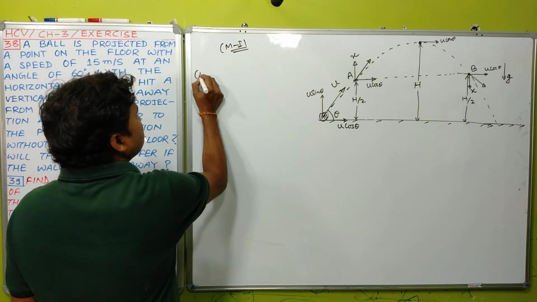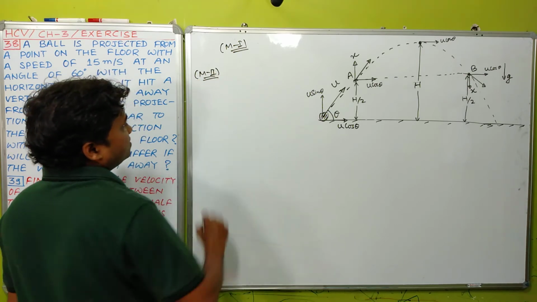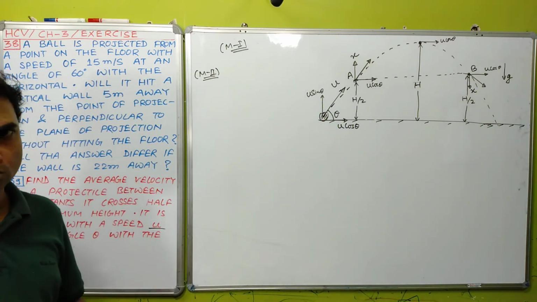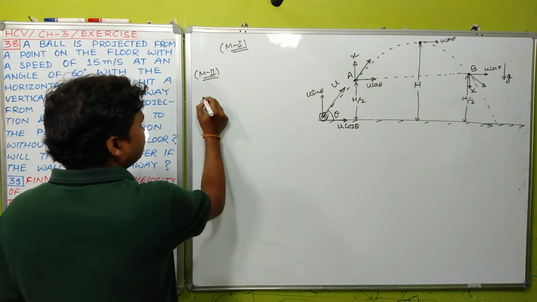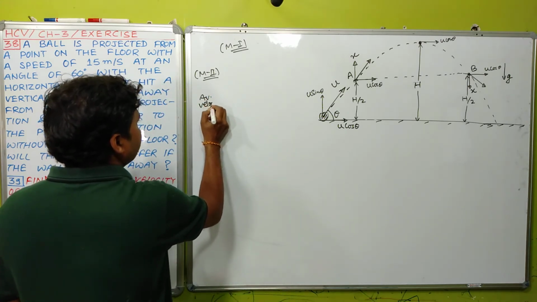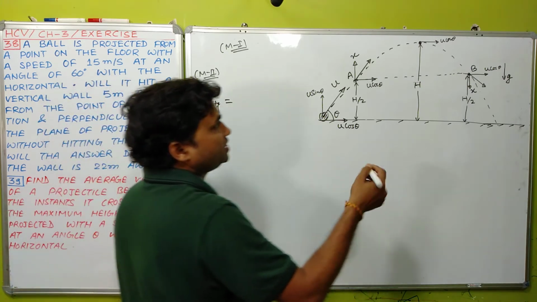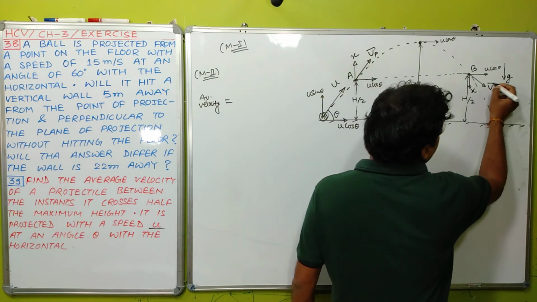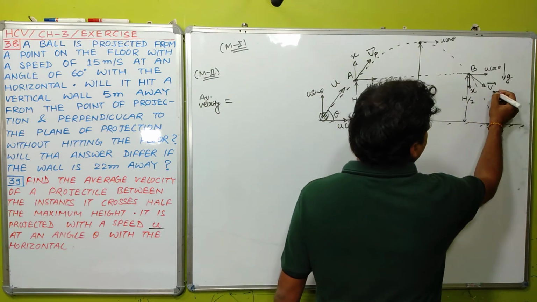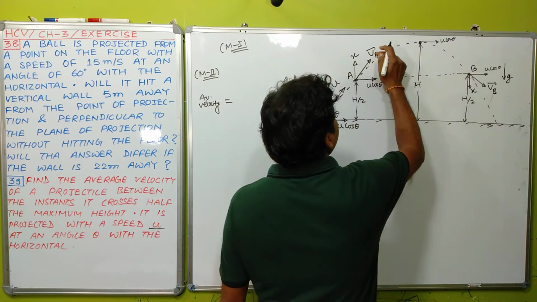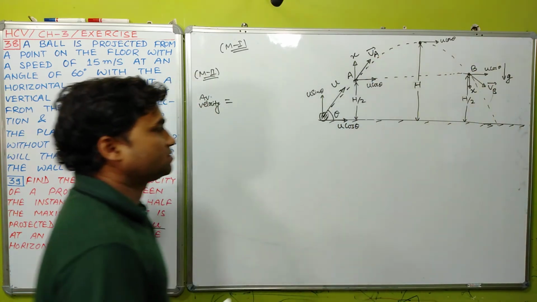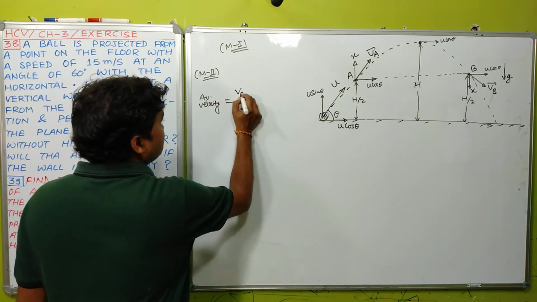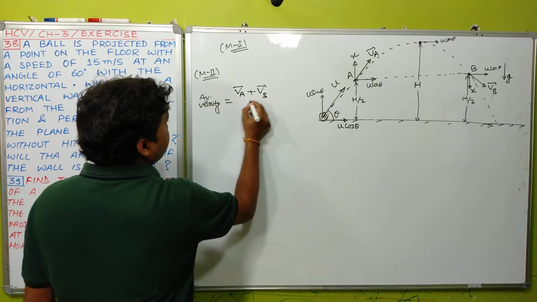In fact, you can also solve this question by another concept. Since projectile motion, student, is an example of uniformly accelerated motion, and for uniformly accelerated motion, average velocity is the average of initial velocity and final velocity. Let the velocity at point A be va and the velocity at point B be vb. So average velocity is va plus vb divided by 2.